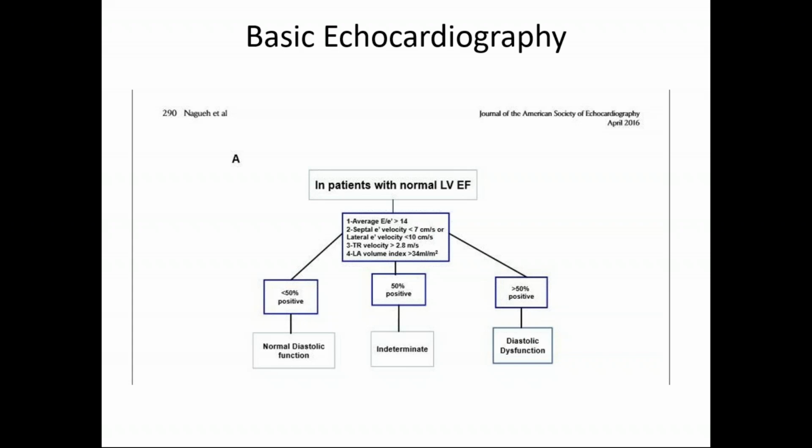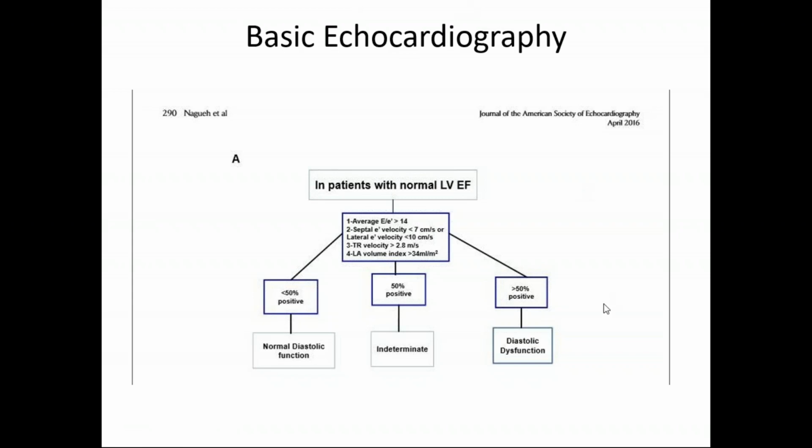Your grade 2, your pseudo-normal, the E to A ratio looks normal. The E is a little bit bigger than the A, looks normal. But when you do your E prime, it is going to be reduced. E to E prime ratio is going to be elevated. TR velocity is going to be elevated. And the left atrial volume index is going to be elevated as well. So that is your diastolic dysfunction in a nutshell.